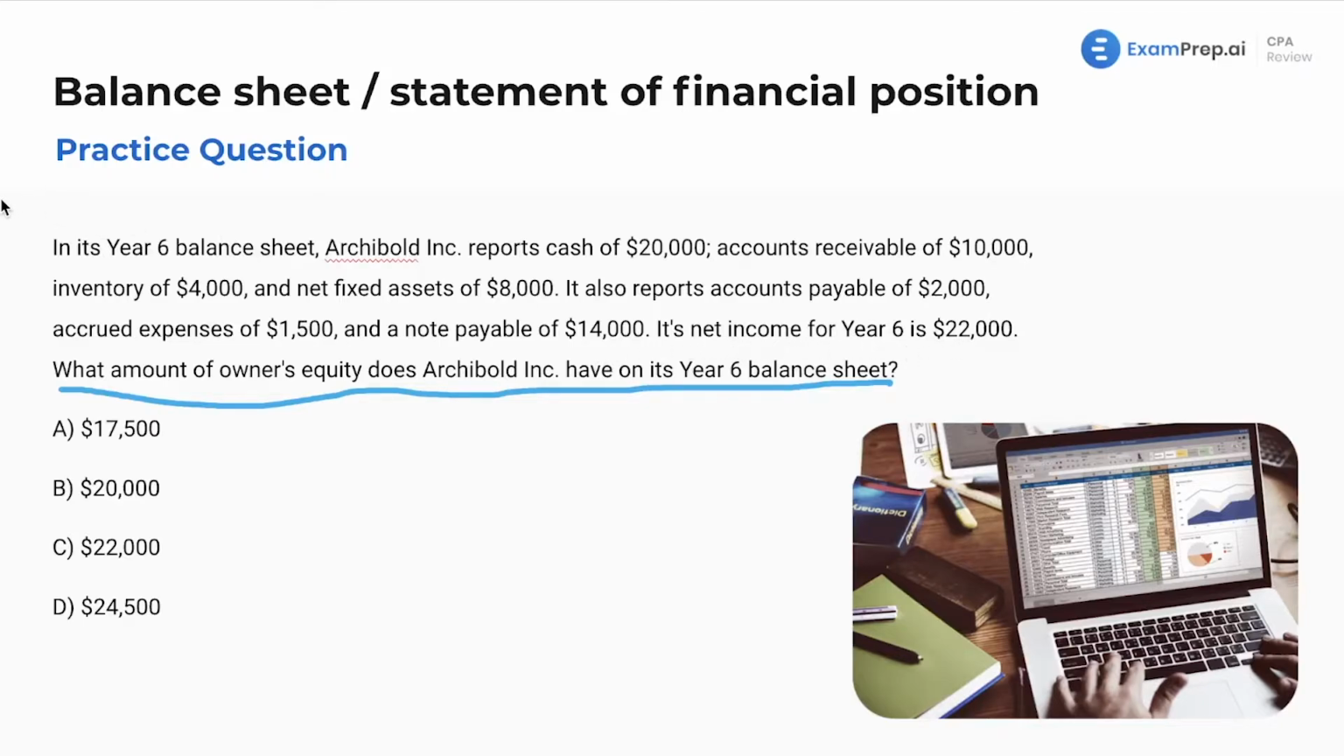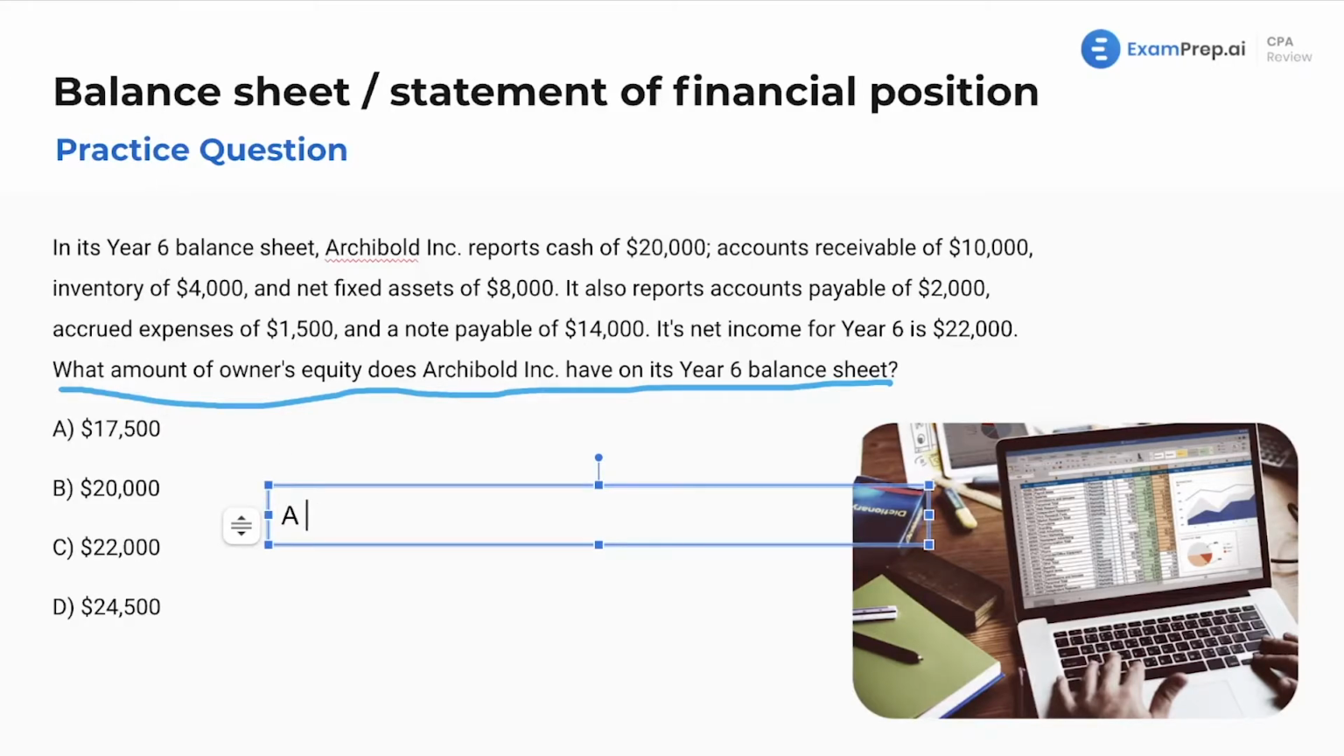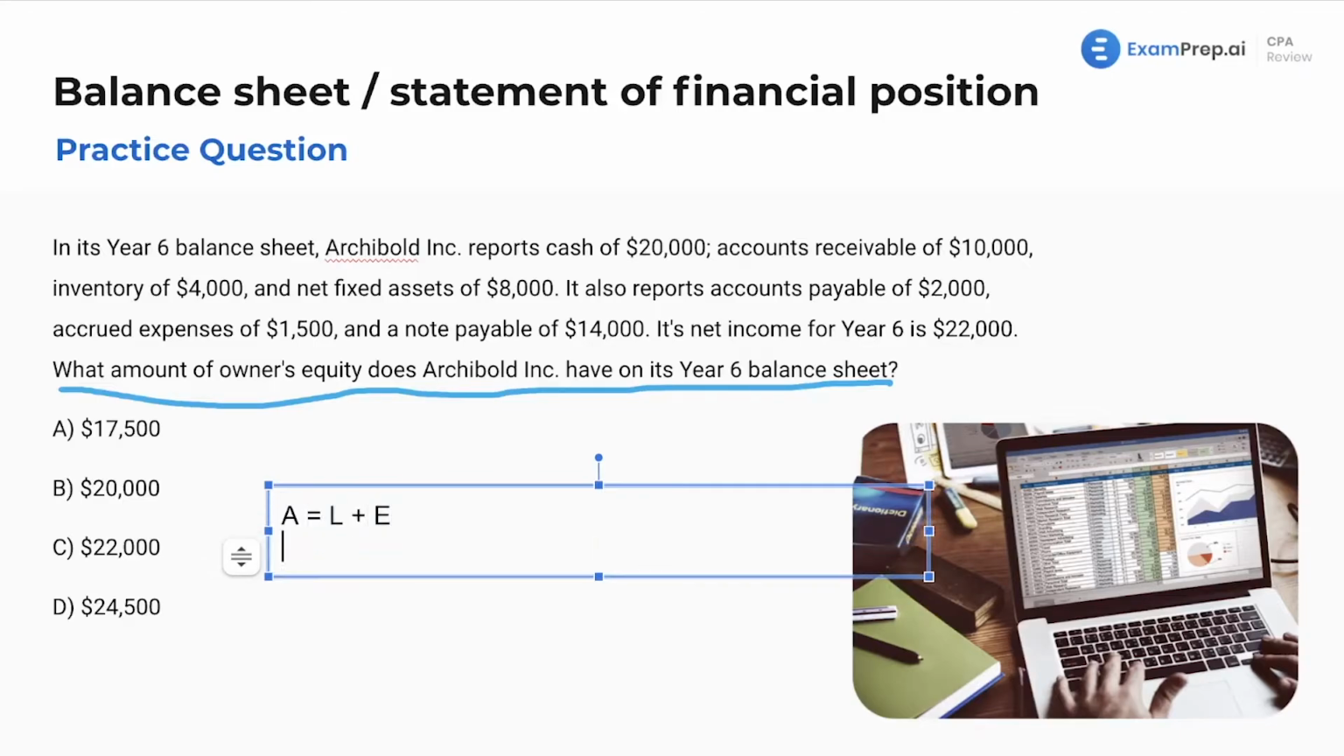Now, as I was saying, we're looking at this. We know we're talking about balance sheets. We're thinking assets equals liabilities plus equity. And if that's the case, well then, let's answer this question. Assets equals liabilities plus equity. Well, what are our assets? Let's think about that for a second.